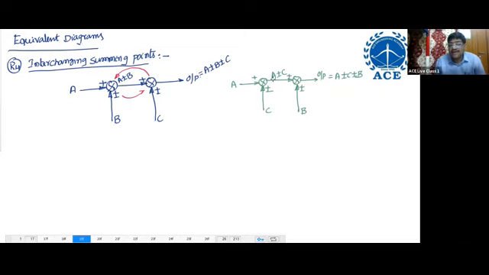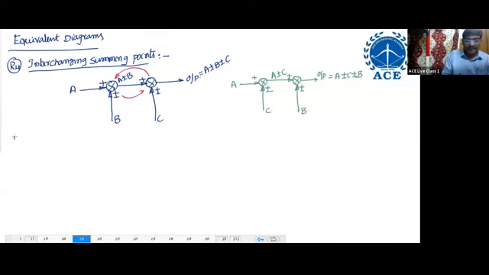Whenever two summing points are adjacently placed, blindly interchange them. Even though you interchange, the output is not going to change. In between there should not be any take-off point or block gain. Blindly interchange, and the output will not change.